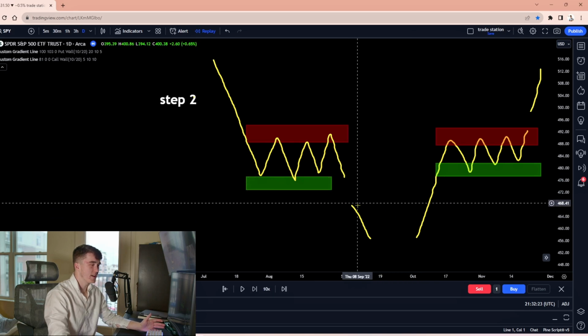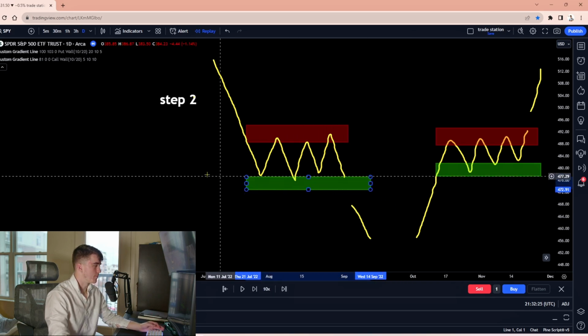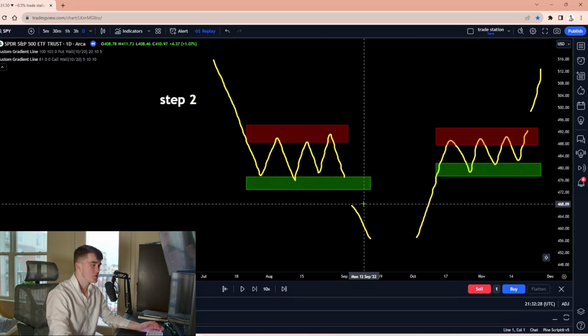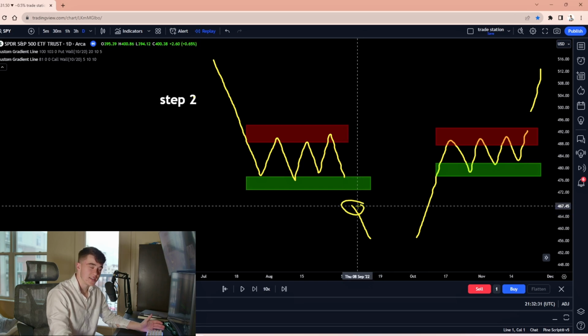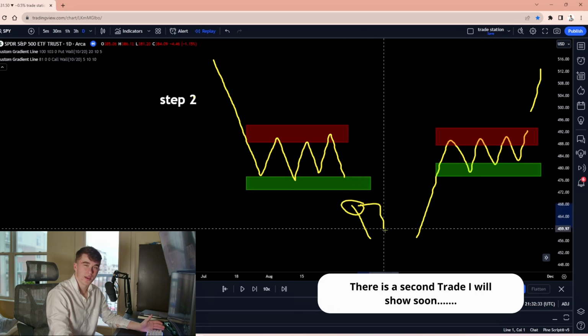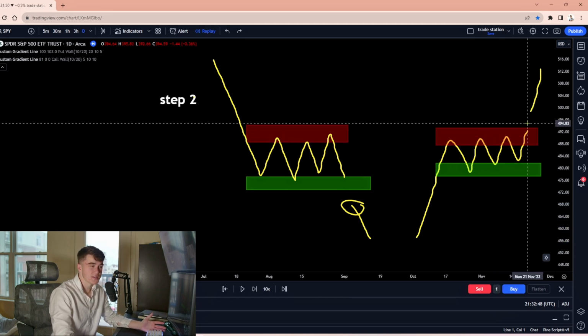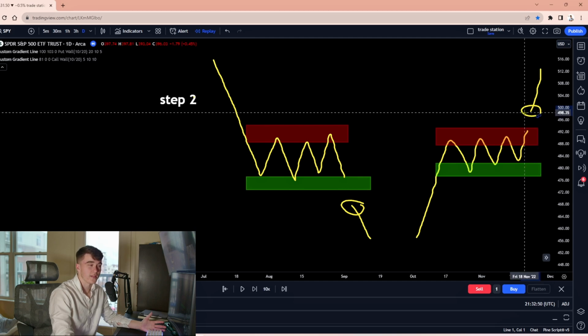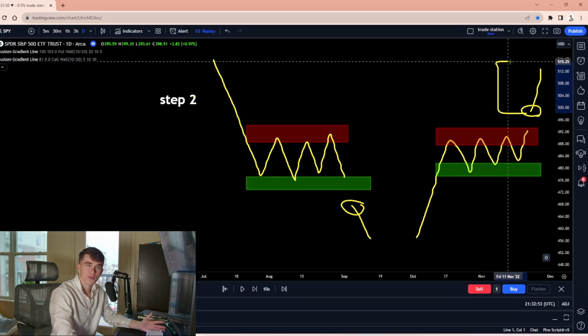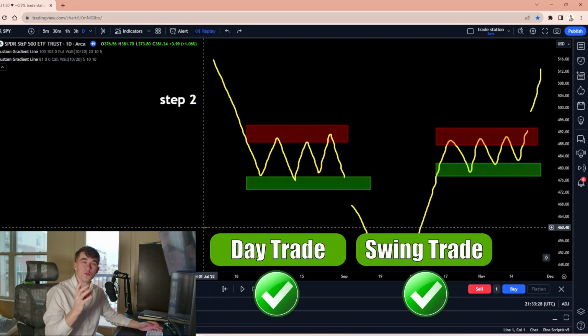Now, like I said, if we get a gap down below the major support, we're going to take an initial trade right at market open, anticipating that it will continue to trade in the direction of the gap down. And likewise, with a gap up over the major resistance, we're going to take a trade at market open, going long, anticipating that it will go in the direction of the gap. This works exceptionally whether you day trade or swing trade.